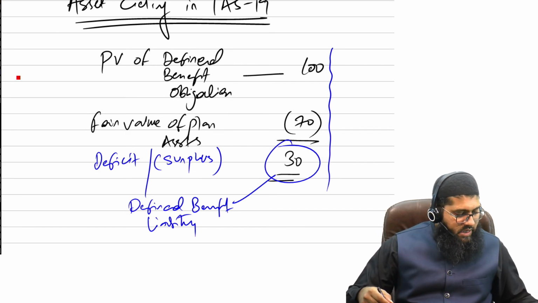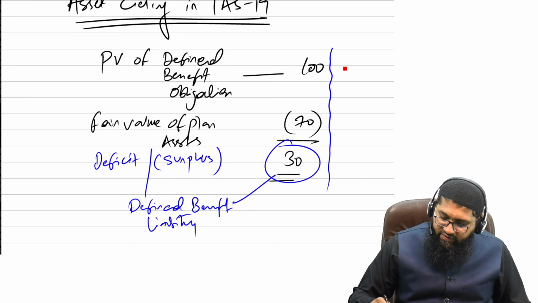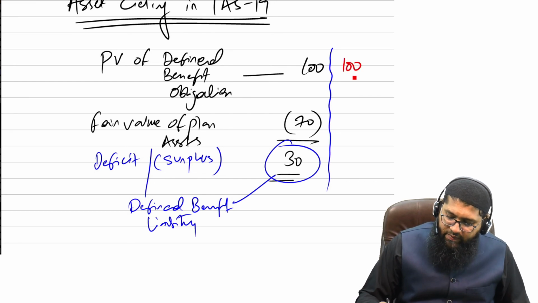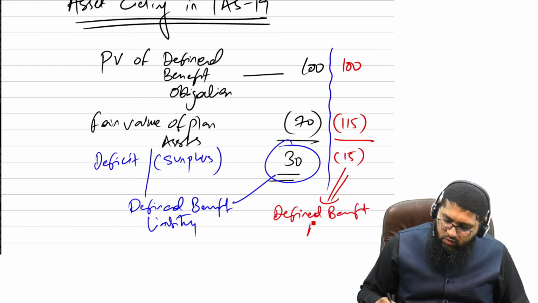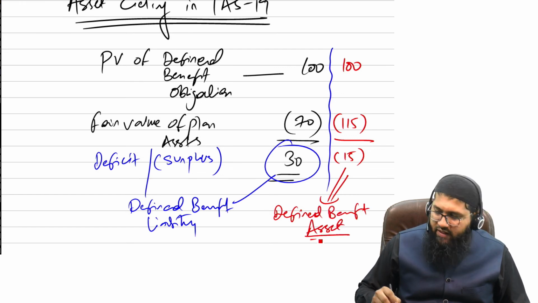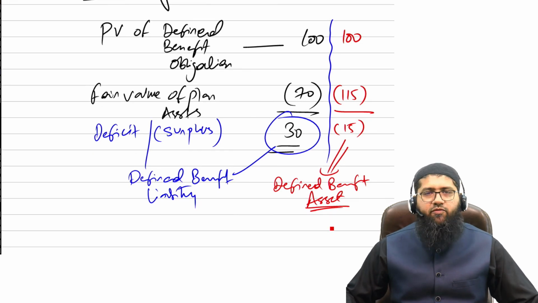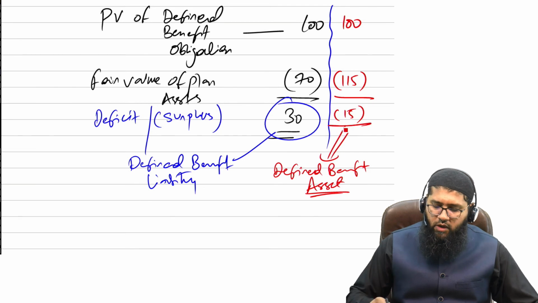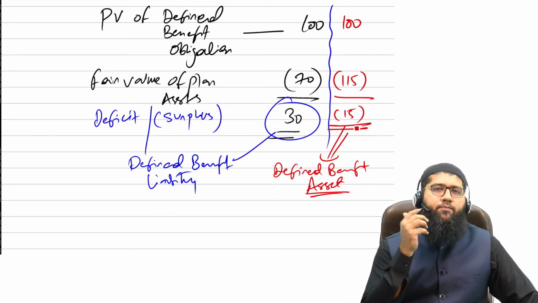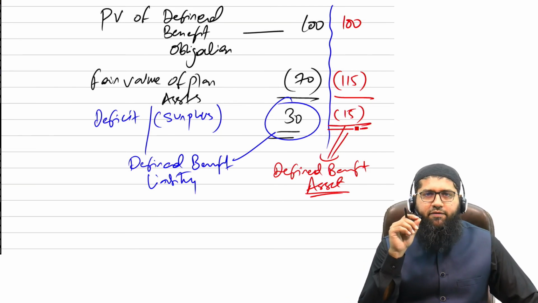Now, similarly, there could actually be a situation when you have, let's say, 115. You could have a surplus of 15. This surplus would lead to a defined benefit asset. Now, let me just show you something about it.